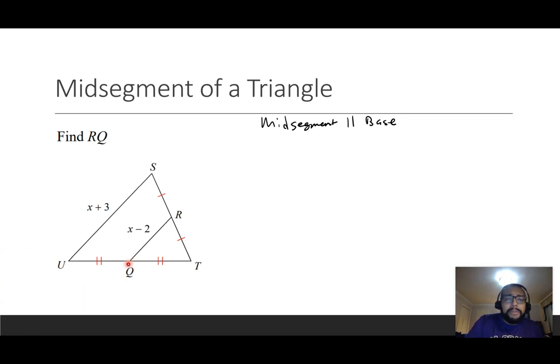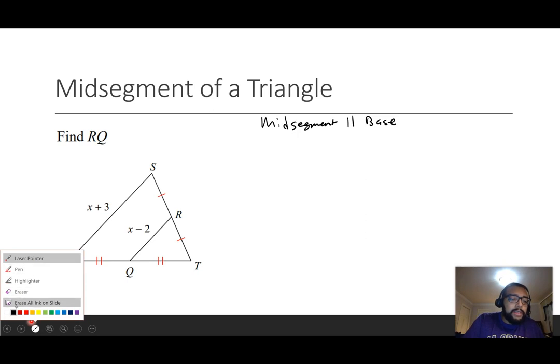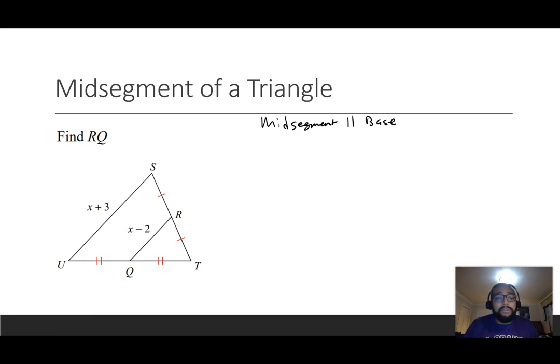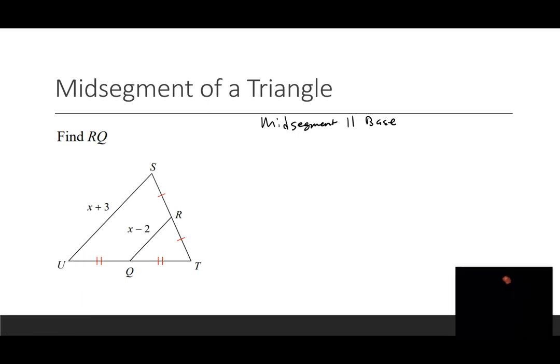How did I know this is a midpoint? The midpoint is the middle of the line. So these two sides are the same. That means that this point must be in the middle of this line. Same thing here. Since these two sides are the same, this point must be in the middle of the two lines. And here we see one of these is the mid-segment and the other one is the base. We can see clearly that the mid-segment is RQ and our base is SU.